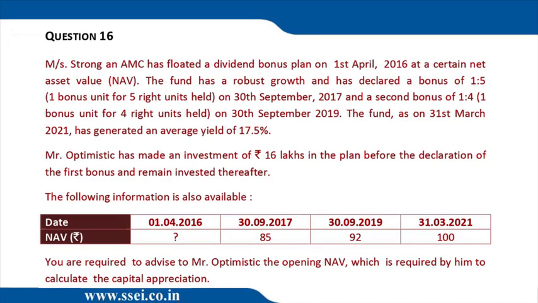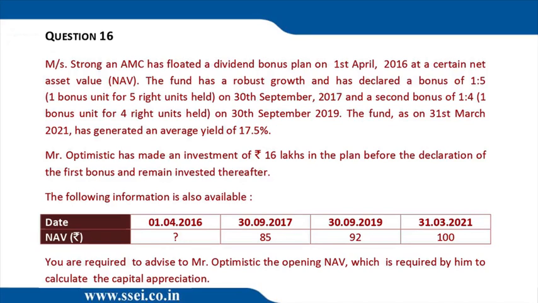And what was the bonus on 30th September 19? It was 1:4. That means 1 unit for 4 units held. So prior to bonus, we had 30,000 into 4 by 5 units. That's coming to 24,000 units. And before that, the bonus was 30th September 2017, and this time it was 1:5. That means 24,000 into 5 by 6. It is 20,000. So 20,000 units initially we had.